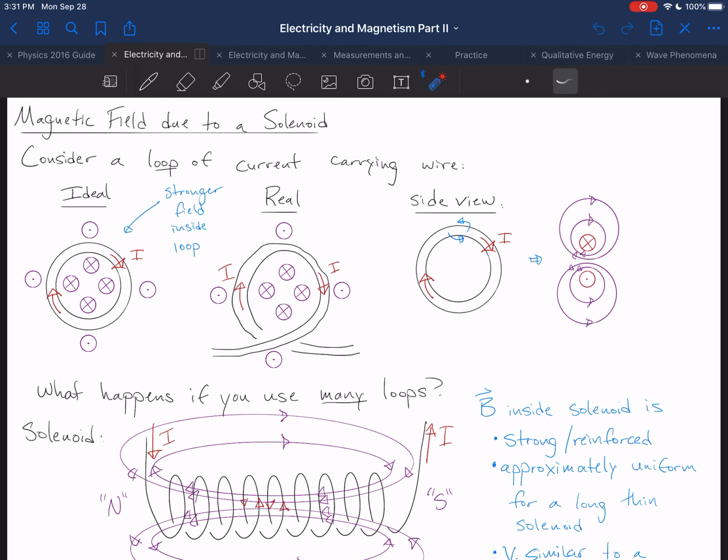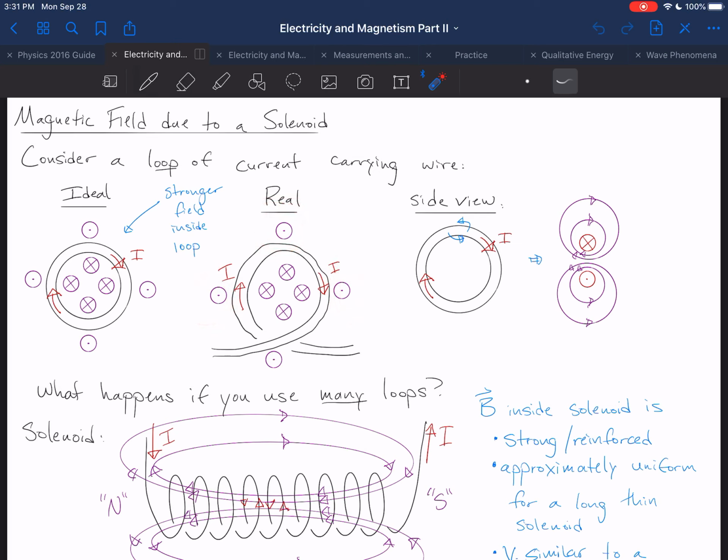In reality, to make this sort of loop structure, what you're going to do is run a long straight wire up and around in a loop. But the effect is the same. Strong field in the appropriate direction inside the loop, where the field contributions of the different parts of the wire add up, and a slightly weaker field on the outside of the loop in the opposite direction.